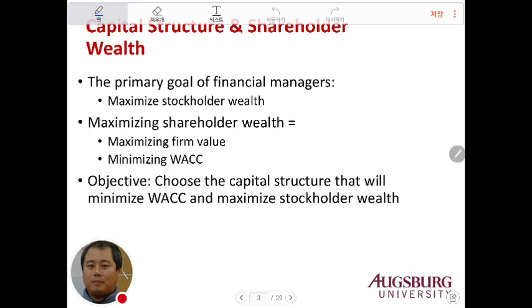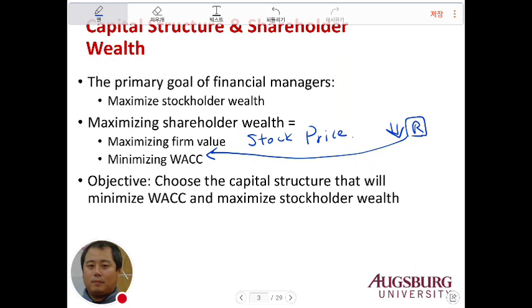So what is the relation between the capital structure and the shareholders' wealth? As you know, the primary goal of the financial managers is maximizing shareholders' wealth. So for shareholders, stockholders, we try to maximize the firm value, which means maximizing the stock price. To do so, we basically need to minimize R, which is the weighted average cost of capital. If we minimize the WACC, then we can maximize the stock price, because the WACC is the discount rate that we use when we discount cash flow to the present.